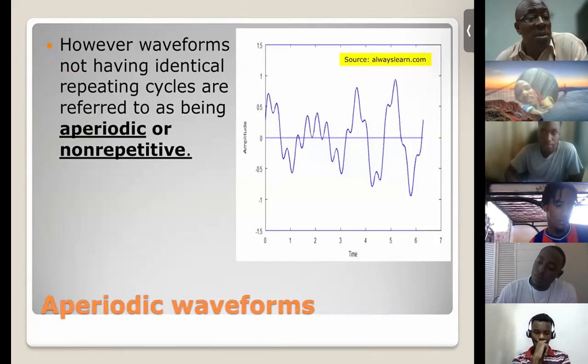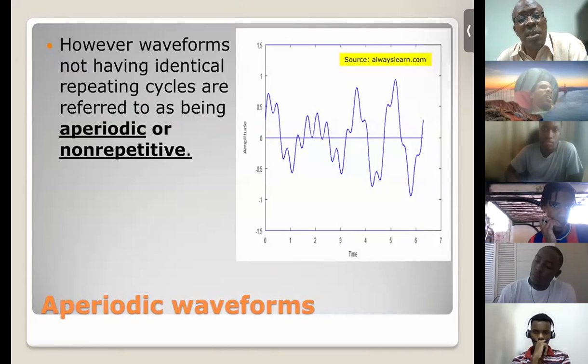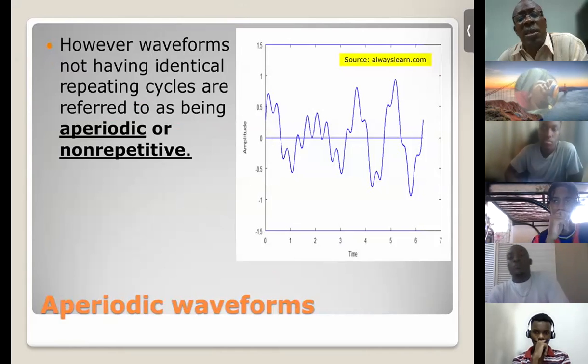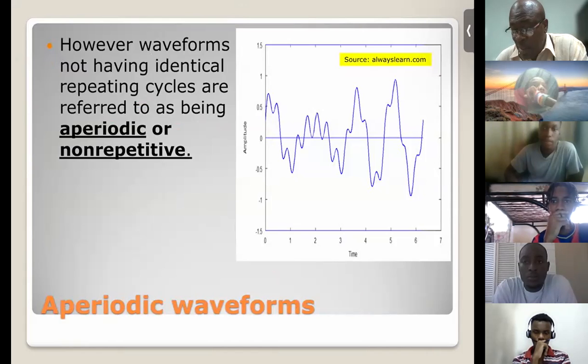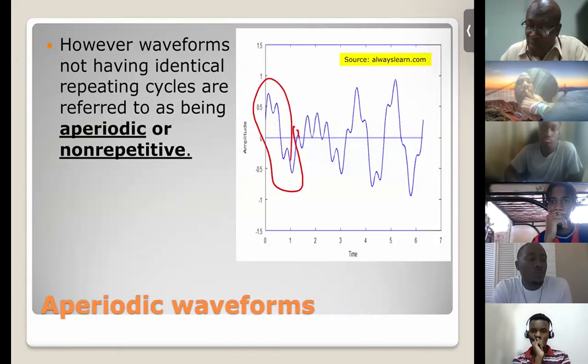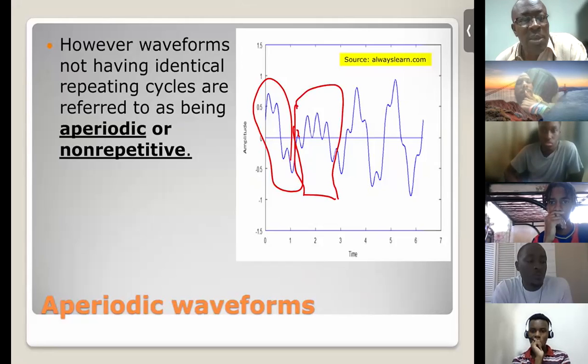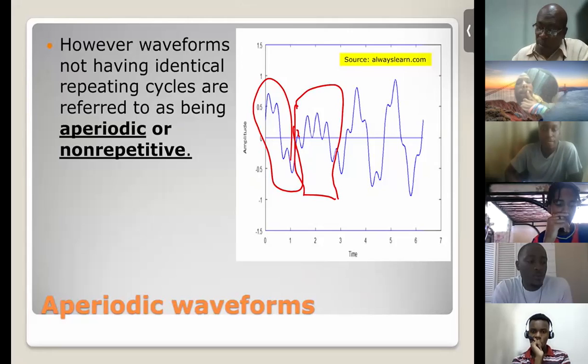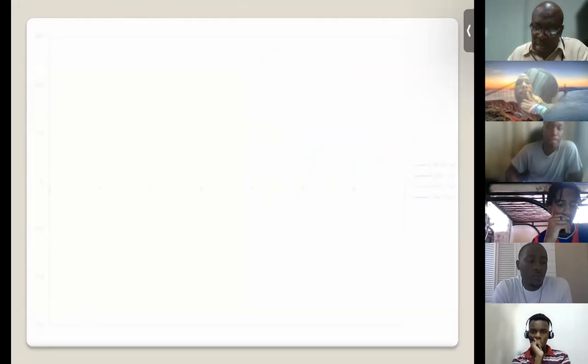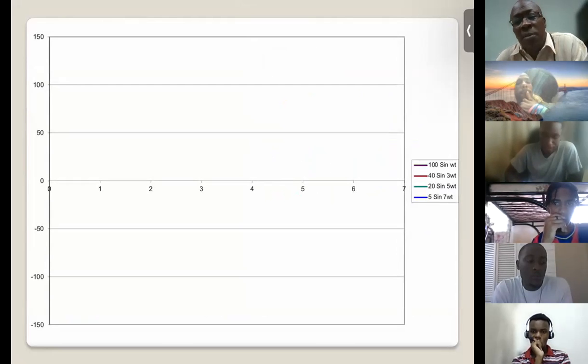We also need to talk about aperiodic waves, or waves that are non-repetitive. Based on what we have here, the question is, where does the wave start, where does it end? If we are using the crossing of the zero axis, meaning the time axis, then it is obvious that that wave will be different from that wave, which makes it aperiodic or non-repetitive. So those were all addressed in the video presentation.